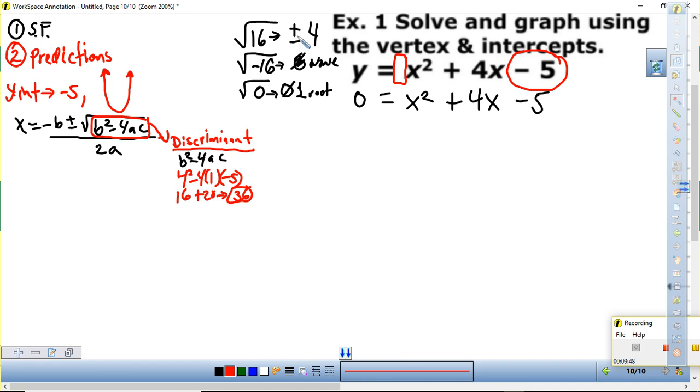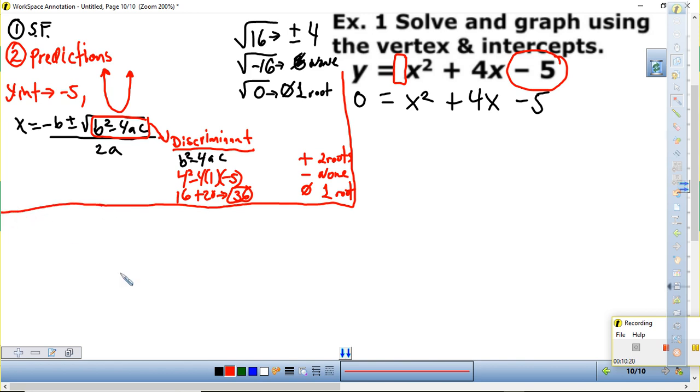Guess how many roots I'm going to get? 2. So therefore, how can we use the discriminant to tell how many roots? Well, if we get a positive number, then it's 2 roots. If we get a negative number, it's how many roots? None. And if we get a 0, how many? 1 root. And that's how we can use the discriminant. So copy that part of the prediction. We're just predicting right now how many roots we're going to get. Copy that, please.